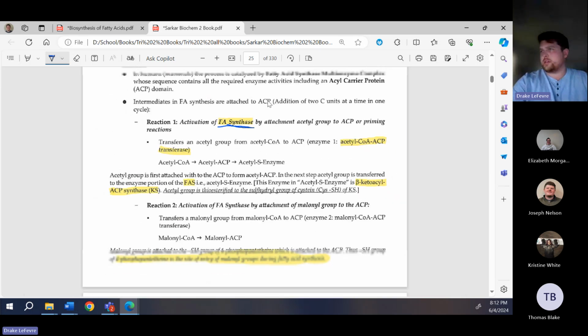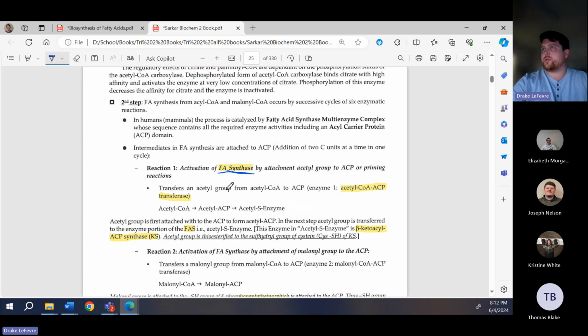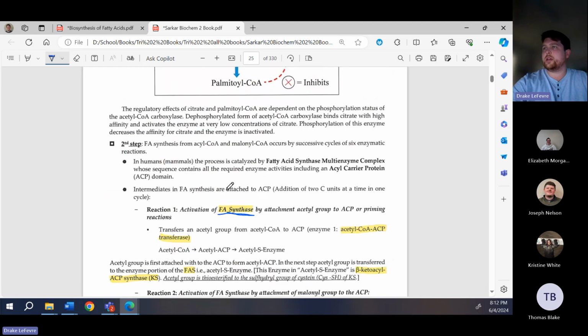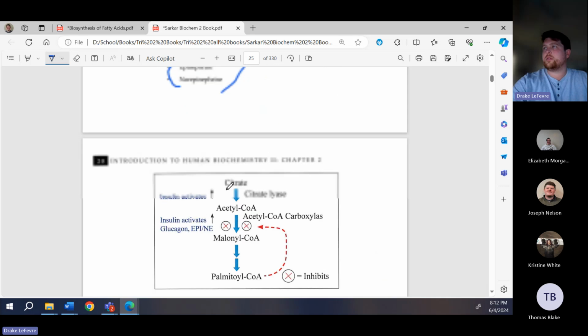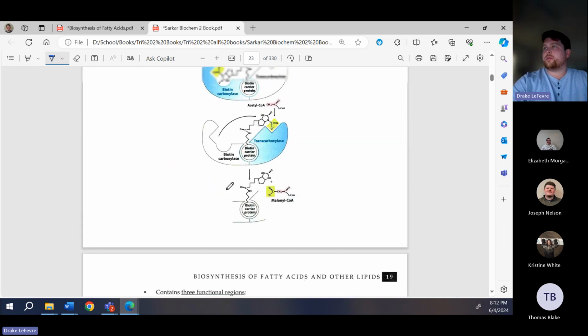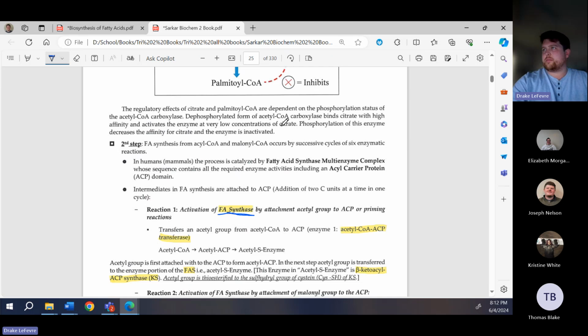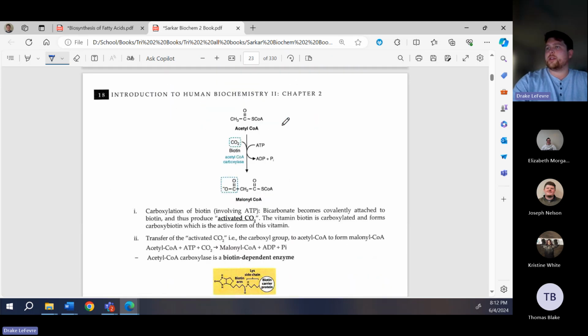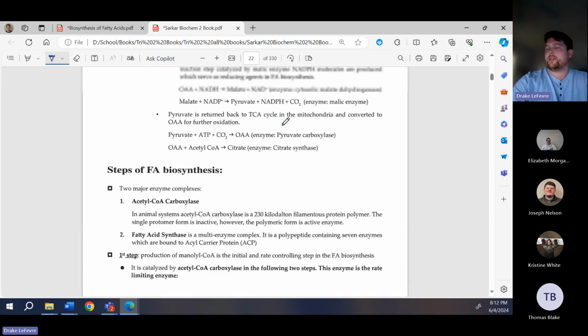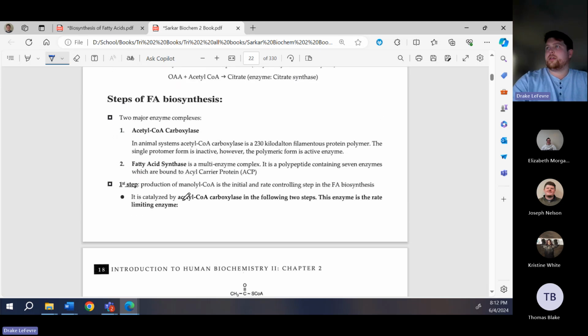Let me double check because it says the exact same thing. I want to make sure that I don't miss something. Am I crazy or did we miss a step? This says second step. Where is the first step? Here we go. First step.